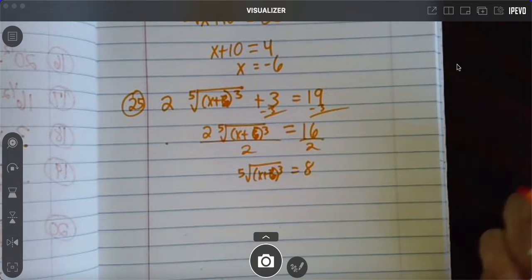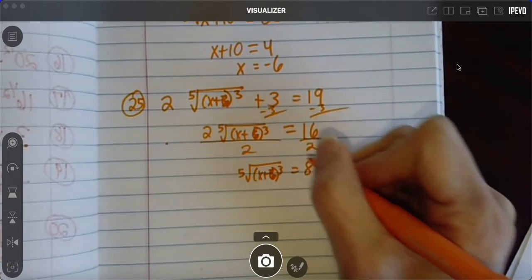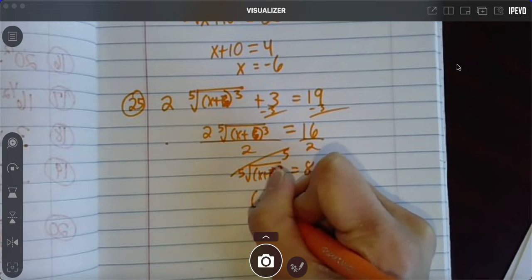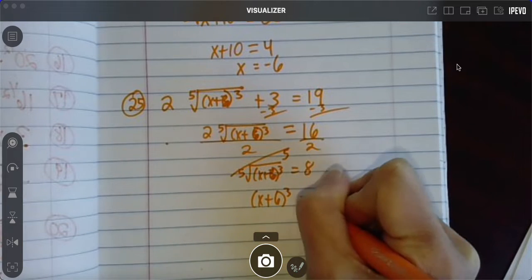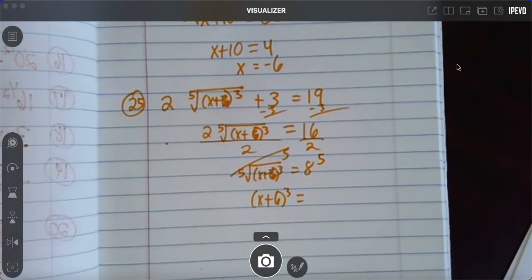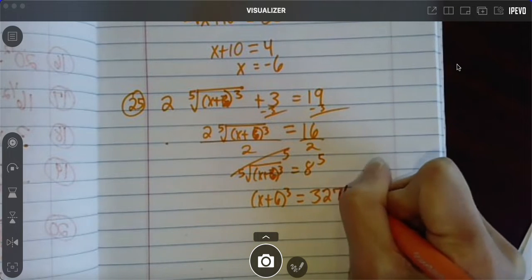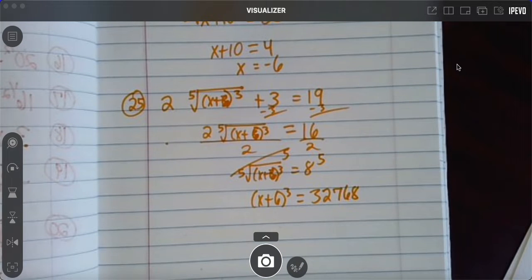Now, I'm going to raise both sides to what power? The 5th, because it has to be the opposite of your root, right? So I'm going to raise this to the 5th power, and that'll cancel out. So let me write that down. And what is 8 to the 5th power? 32,768. Now, what are we going to do?